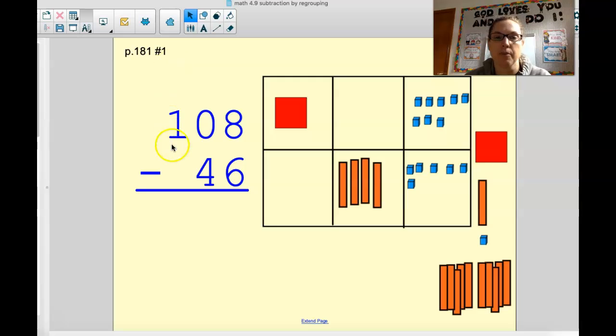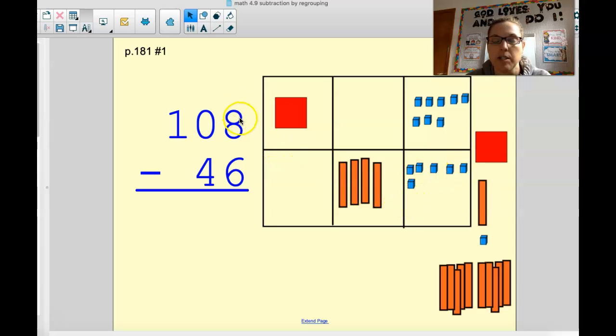So notice we have a 3-digit number on the top and a 2-digit number on the bottom, and we have a 0 in the tens place in 108. So we have 100, 0 tens, 8 ones to show 108. And we have 4 tens and 6 ones to show 46.